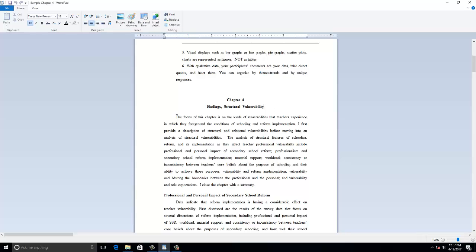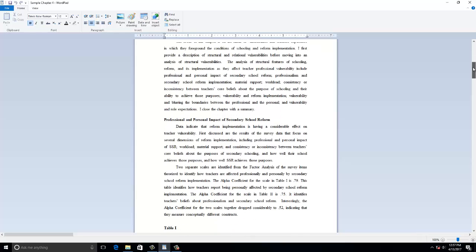You'll notice that I start the chapter with a general introduction. This is to prepare the reader for what's coming in the narrative that follows. You clearly will not be talking about teacher professional vulnerabilities.